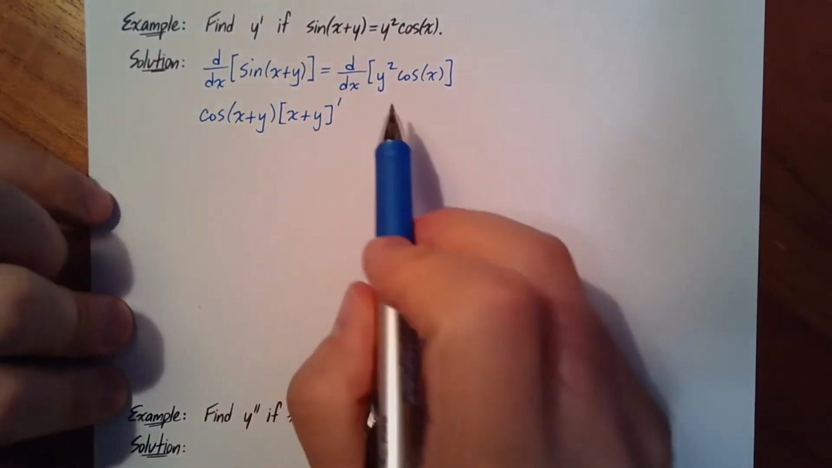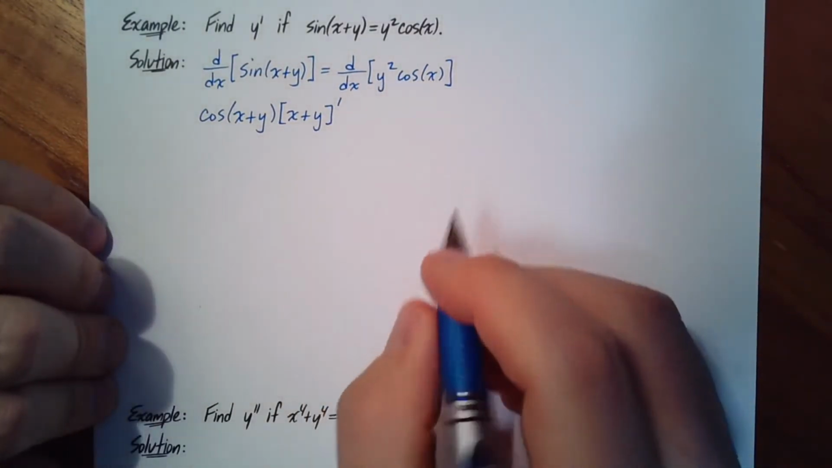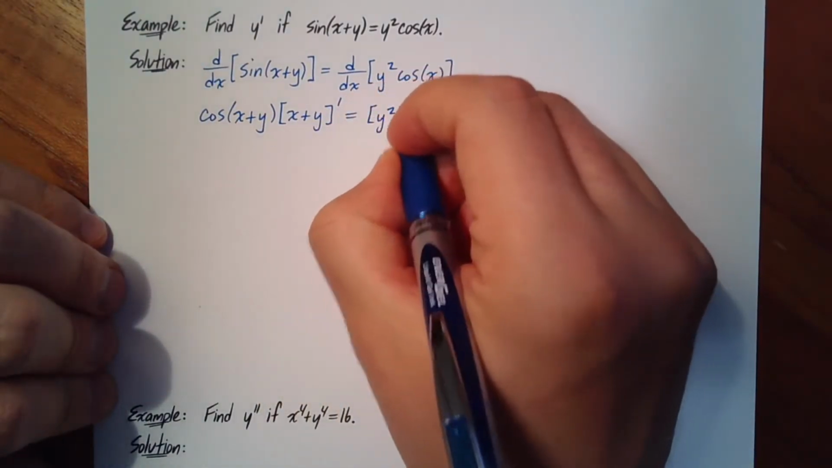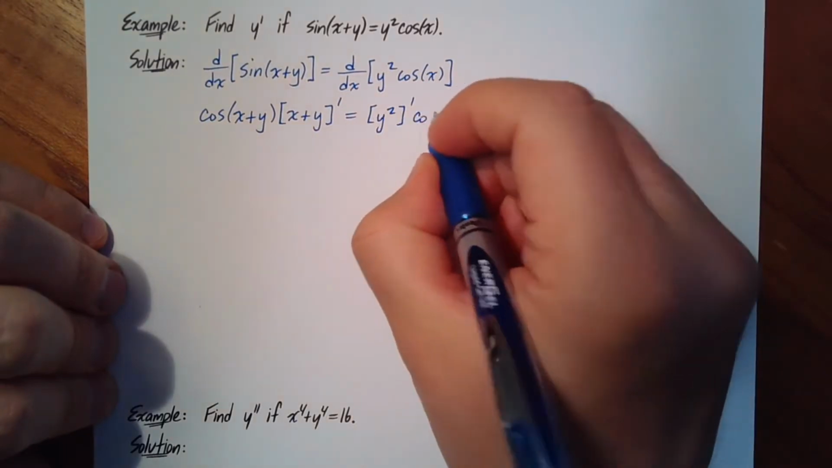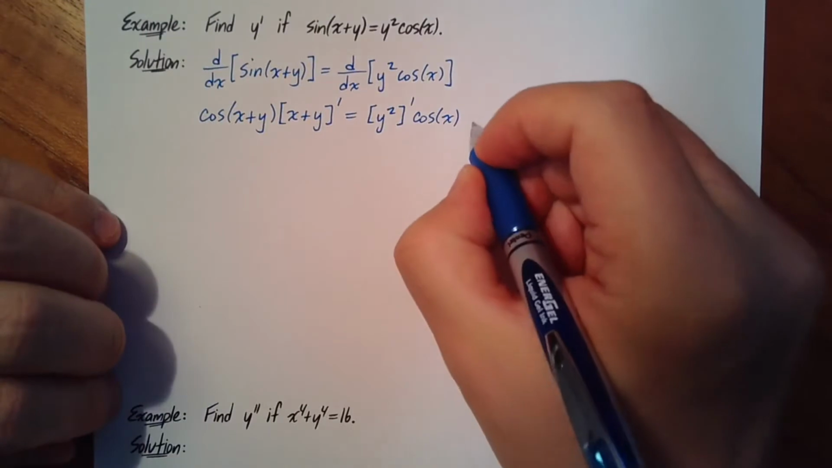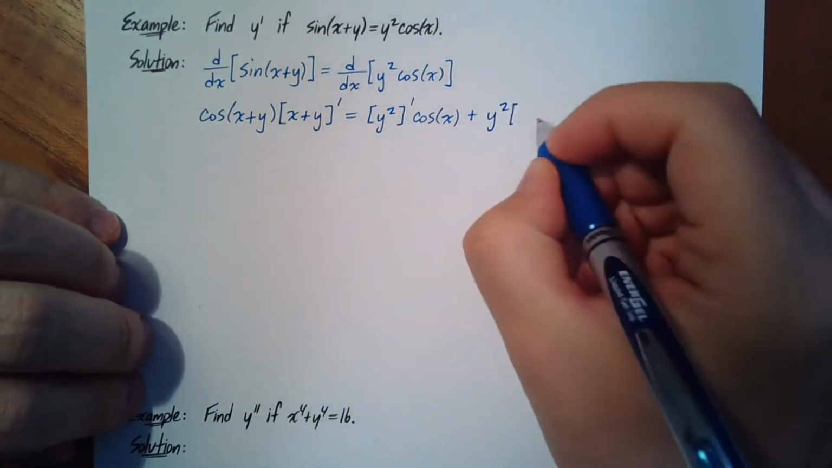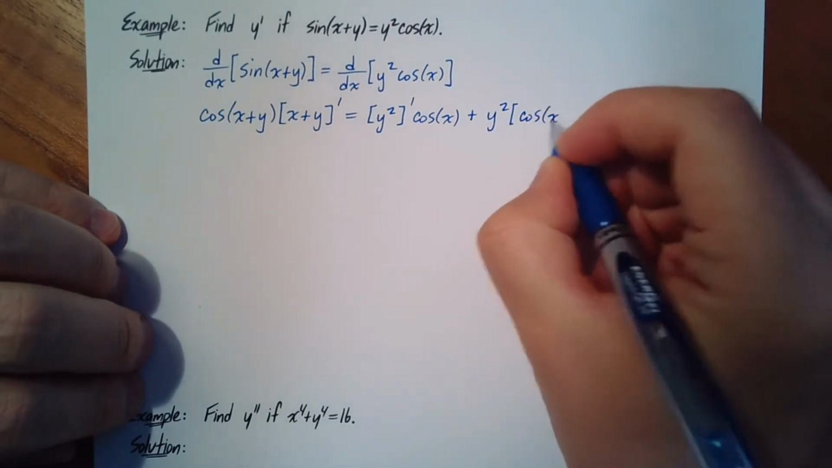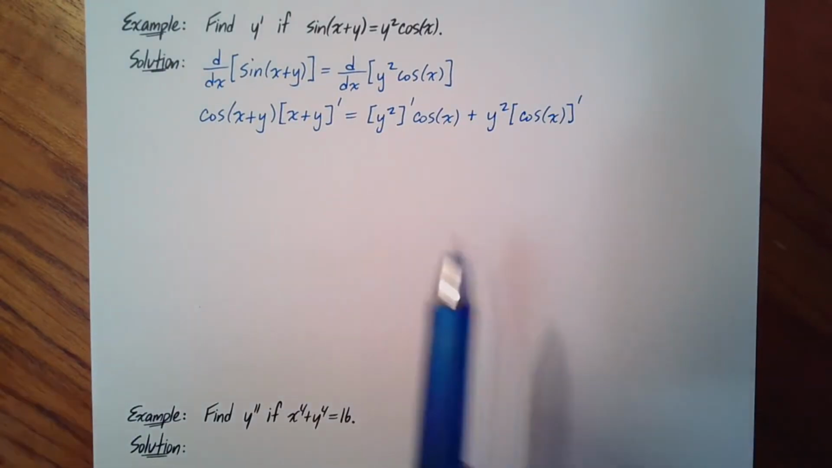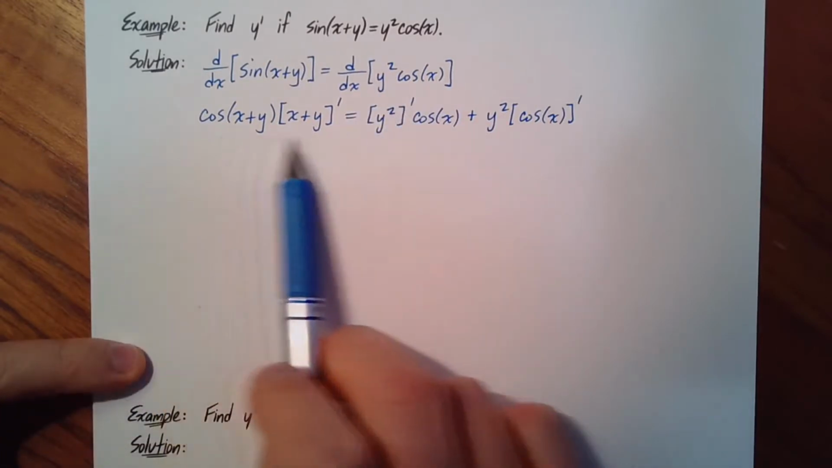On the right-hand side, now we've got a product, right? y squared is one of the factors, and cosine of x is the other factor. So let's write out the product rule. So we want the derivative of y squared multiplied by cosine of x. And then that's the first term of the product rule. And the second term of the product rule is going to be y squared times the derivative of cosine of x. So really all I did is just write out the chain rule on the left-hand side and the product rule on the right-hand side, and that's what gets me this equation.